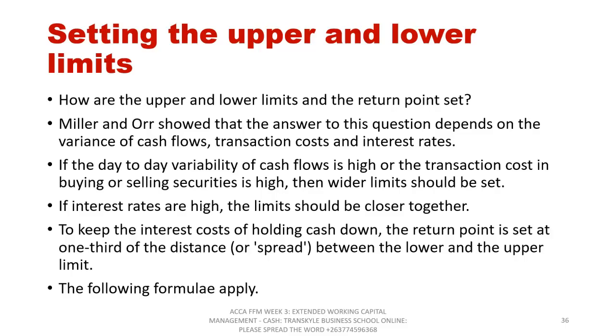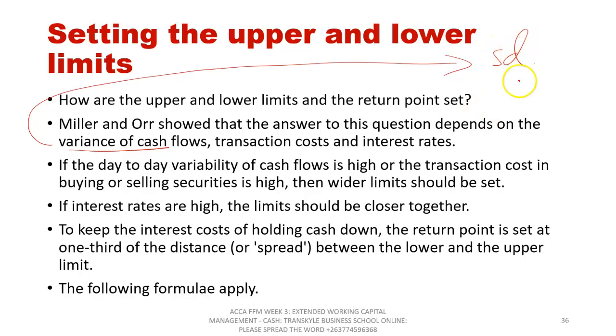How do you set the upper and lower limits? How are the upper and lower limits and the return point set? Miller and Orr showed that the answer to this question depends on the variance of cash flows, transaction costs, and interest rates. Variance has to do with the standard deviation, or sigma. Sometimes you are given the standard deviation, and what you need to do is to square that deviation, and it comes back to the variance.